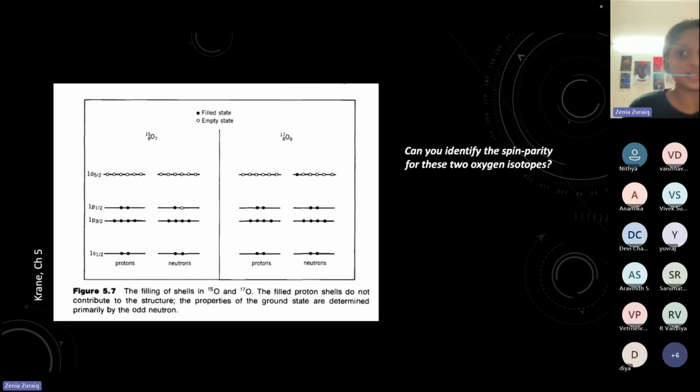So please write it in the chat so that we can move on to doing the actual questions of today that were assigned. I mean, the answer is here. You don't have to do anything, I already have which are the filled states and where the unpaired neutron lies. So it should not even take a minute for you to write the answer. So please write the answer in the chat so that I know you're following the lecture.